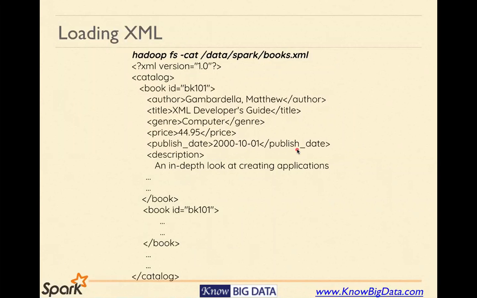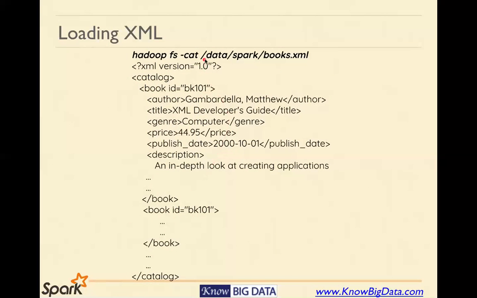So this is how XML looks. We have one book, we have another book, and we have more books in this XML. The whole thing is covered in something called catalog. You can see catalog has first book, second book, and so on.